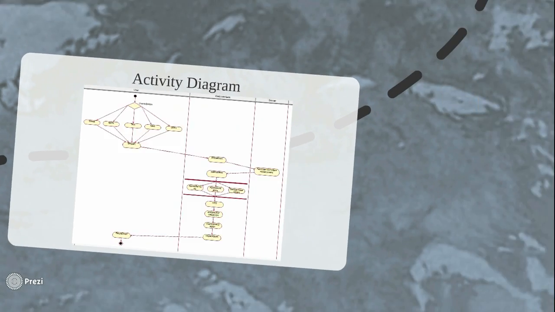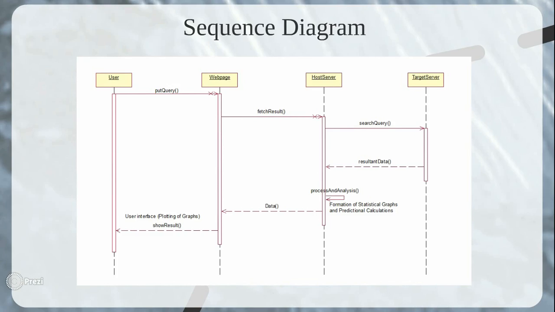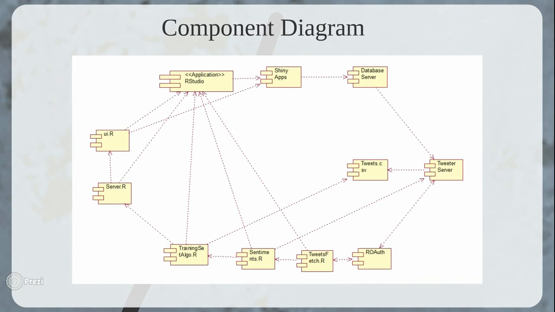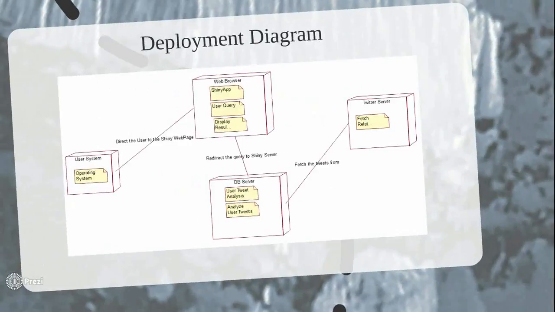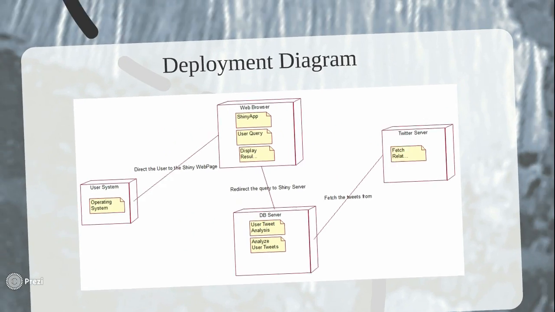So this is our activity diagram. This is our sequence diagram. This is our component diagram. This is our deployment diagram.